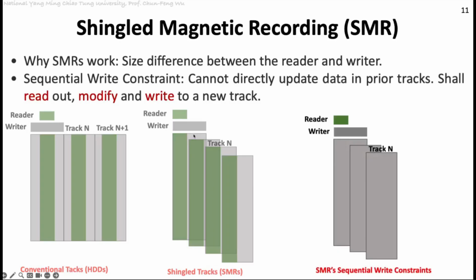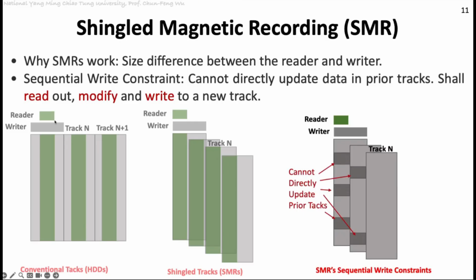Okay, but actually, there are some trade-offs for using this SMR. I mean, there are some constraints here. The constraint is that it cannot directly update the data in prior tracks. You should read out, modify, and write to a new track. The reason is like this. For example, because you already wrote to the third track, but now you are going to go back to modify the data on the second or the first track. For example, here and here and here.